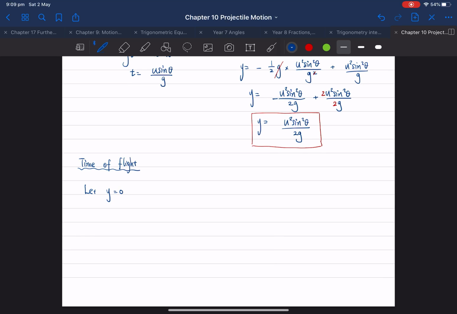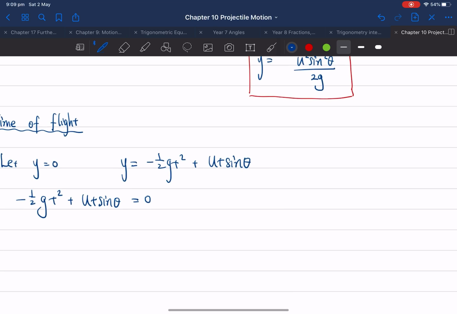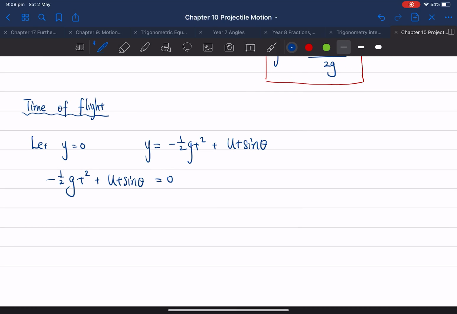What's the y equation? Let's just write in the y equation: -1/2 gt squared plus ut sin theta. I told you I remember those formulas, so it's much easier to do the calculation. How do we solve this equation? Firstly, you need to understand which one I'm solving. Am I solving for g, u, theta, or t? You're finding the time, so you're solving for t.